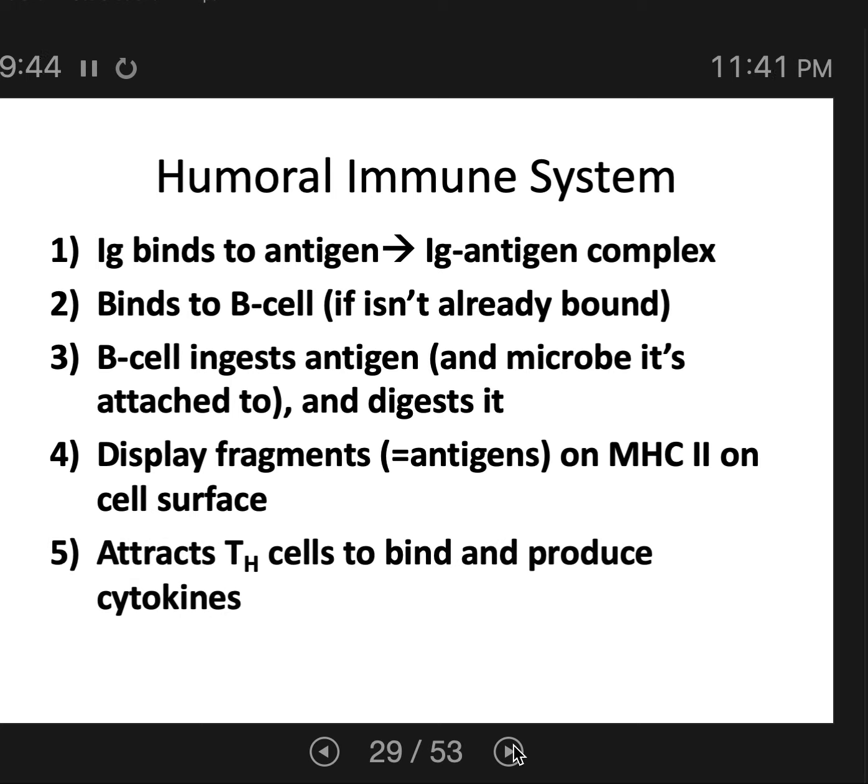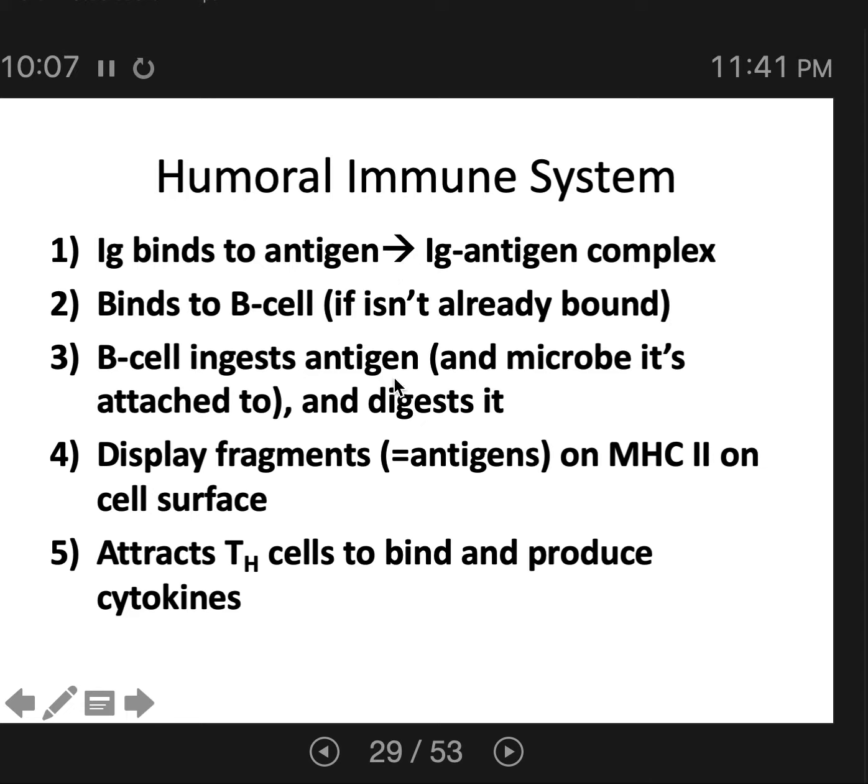Step 5, a helper T cell binds to the antigen on the MHC class 2 cell surface and is activated. So it produces cytokines. So just to recap, you had an immunoglobulin binding to an antigen and binding to the B cell.